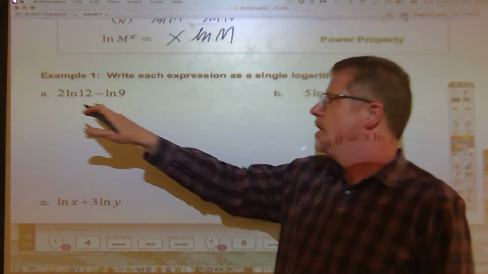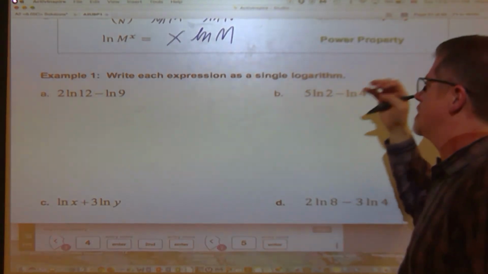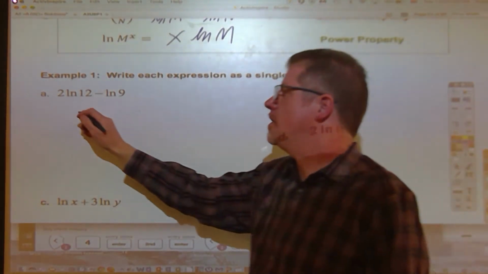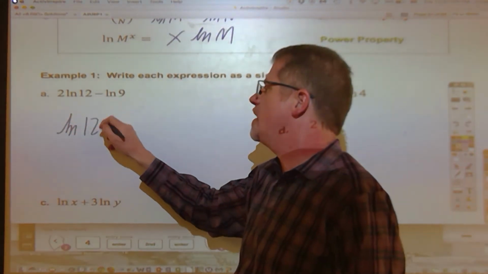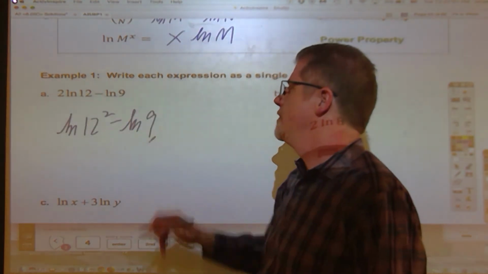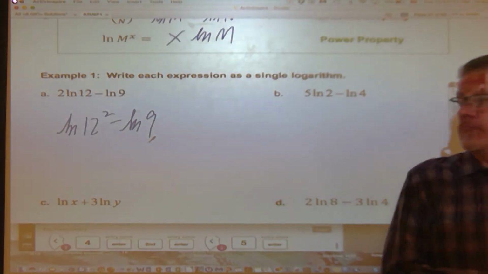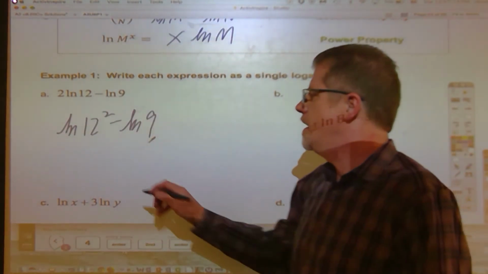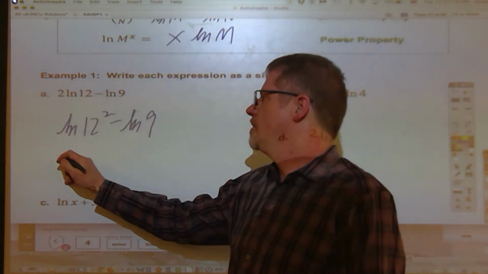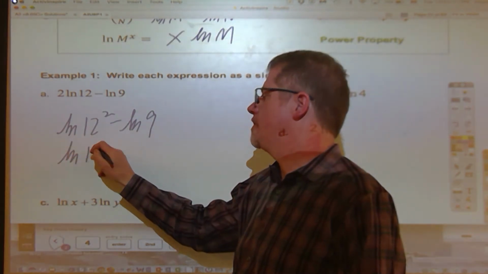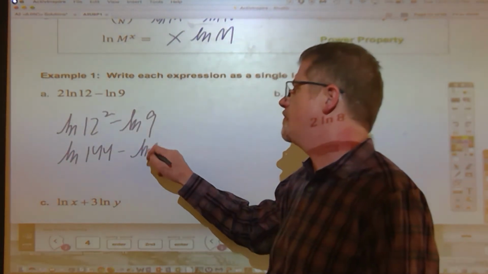All right, so it says write each expression as a single logarithm. Well, 2 is a hat. Let's put it on 12's head. So the first move is to put the hats back in place. If you see hats on the ground, put them back on the head. And by the way, 12 squared is 144. 12 times 12, 144.